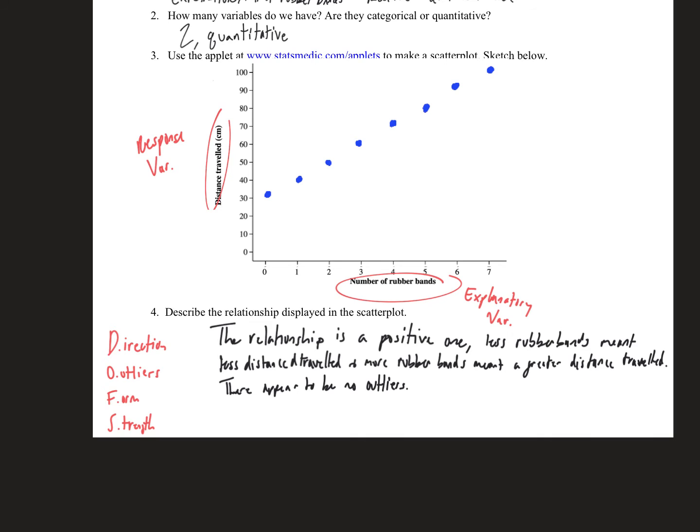Form. This is again linear or nonlinear. This definitely for this one would be a linear pattern. If it were increasing rapidly, then all of a sudden slowing down and starting to increase again, that would be something that's nonlinear. Even things that don't form straight lines can still be considered linear.